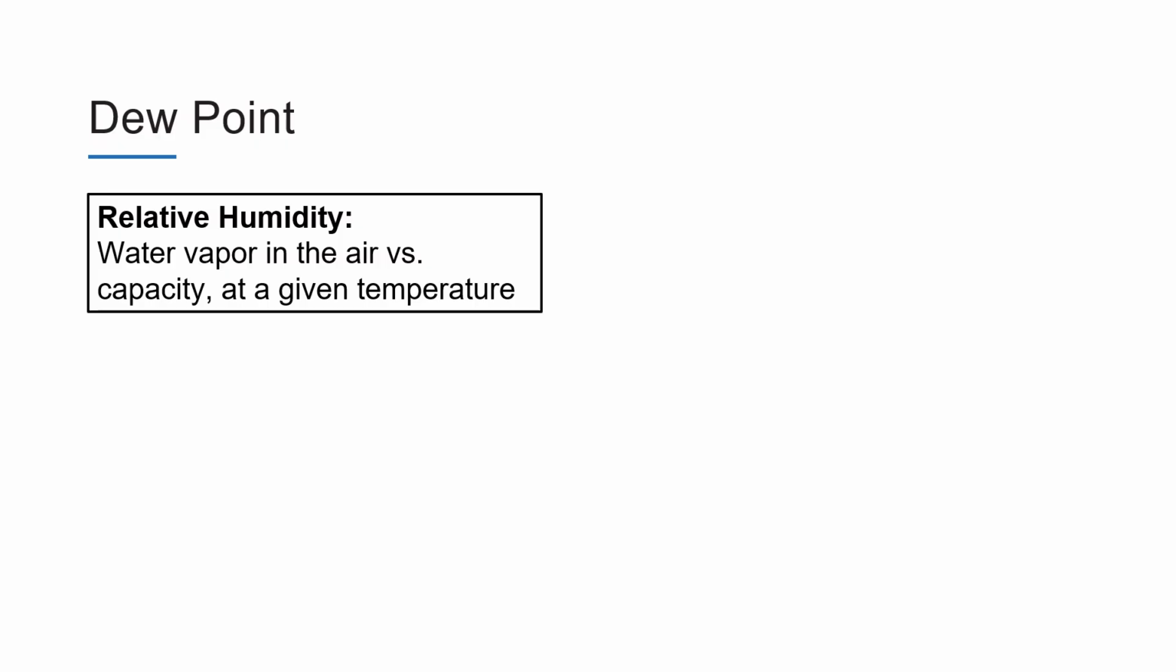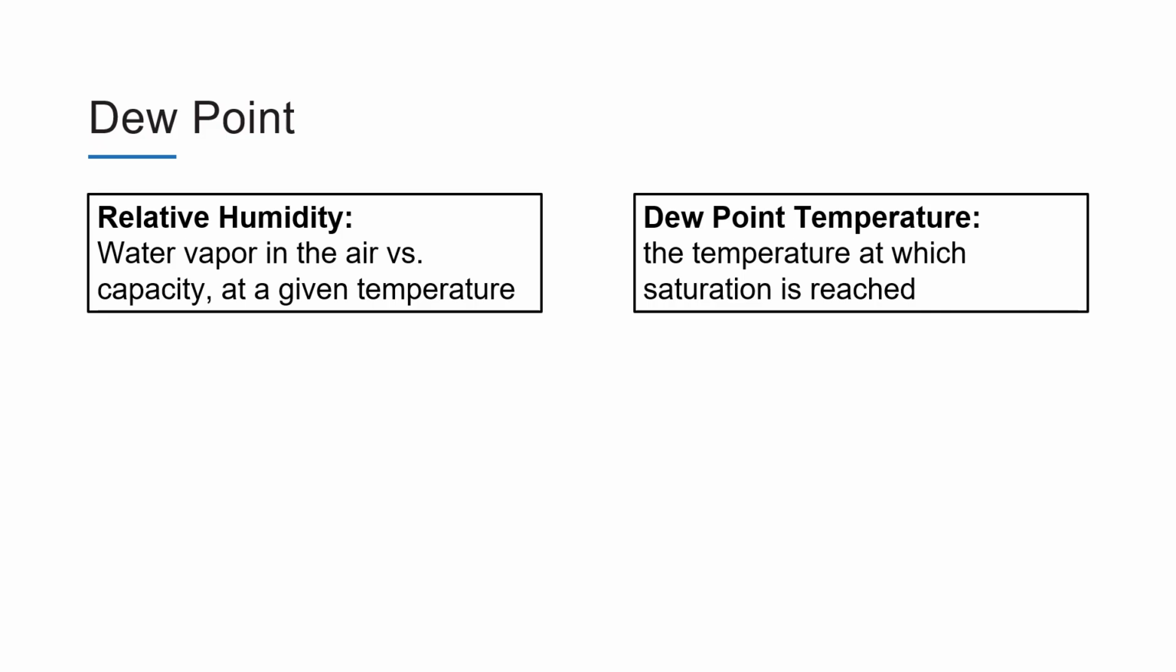So we've looked at saturation from the perspective of relative humidity, the amount of water vapor compared to capacity, but we can also look at saturation from the perspective of temperature. The dew point temperature, or simply dew point, is the temperature at which saturation is reached, and this depends on the amount of water vapor in the air. So by putting these two measures side by side, we can see that they're really like two halves of the same condition, the saturation of the air.